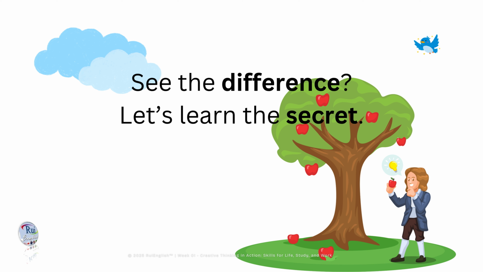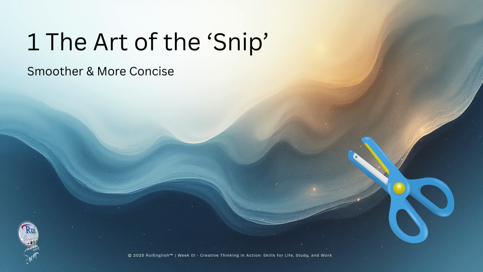Well, today, we are going to learn the secret behind that change. It's a trick that native speakers use all the time, honestly, without even thinking about it. We're calling this the art of the snip, and it's all about making your language smoother and way more concise, just by trimming away the words you don't actually need. Think of yourself as a sculptor for your sentences, chipping away the extra bits until you have a masterpiece.